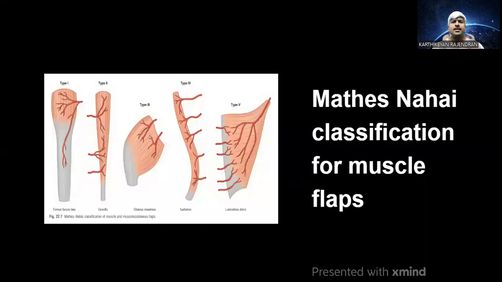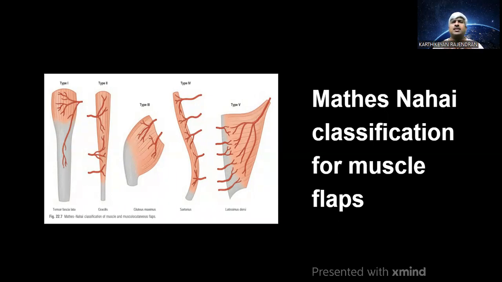Hello friends, today we are going to talk about the Mathes-Nahai classification. Flaps are classified according to blood supply, that is circulation, and contiguity, conformation and conditioning. Like that, the flap is classified in 6 Cs.